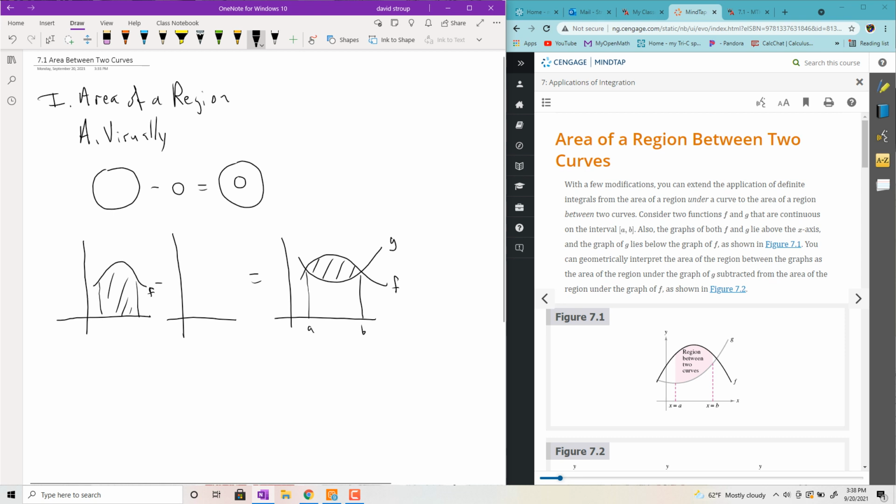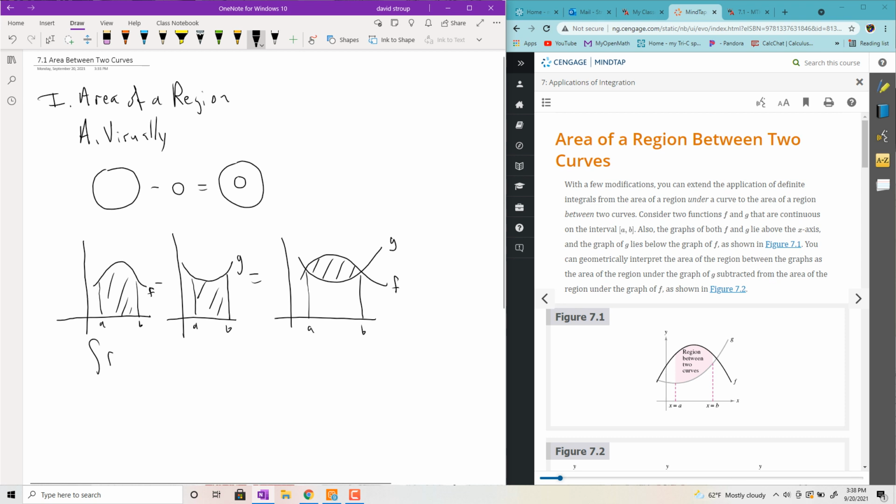Then I subtract away the area underneath G. So that would be something like that. And what you end up with is the area between the two curves. We have formulas for finding the area underneath these curves. It's the integral, right? And again, these are from A to B.